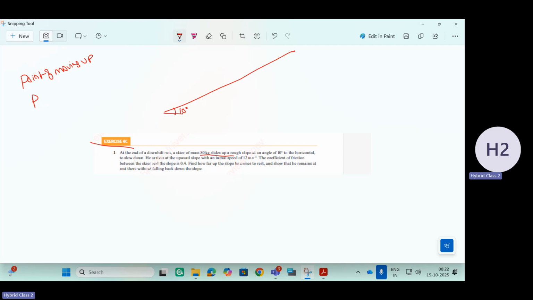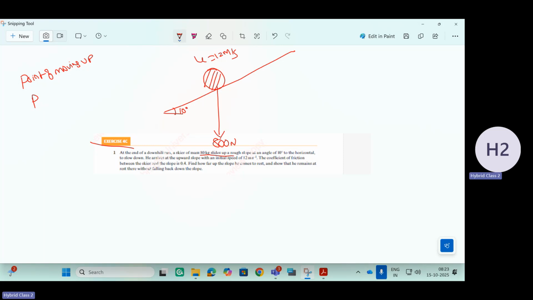See down here, a skier of mass 80 kilogram slides up. So it's going to slide up, so let's draw here. Mass 80 kilograms, which means 800 Newton down. So he arrives at the upward slope with an initial speed. Arrives means the starting point we drew here, no problem. So that is U, which is 12 meter per second.